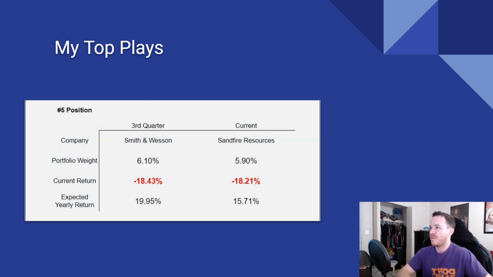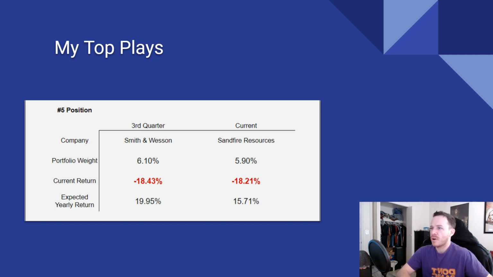And then last, our number 5 position, which in the third quarter was Smith & Wesson. As we already discussed, Smith & Wesson has jumped up to our number 2 position, so it grew pretty dramatically upward at that rate. And now our number 5 position is Sandfire Resources, which was our number 3 position before. I haven't sold any of Sandfire Resources. It's really just the other positions moving up ahead of it. Sandfire Resources makes up almost 6% of our portfolio.